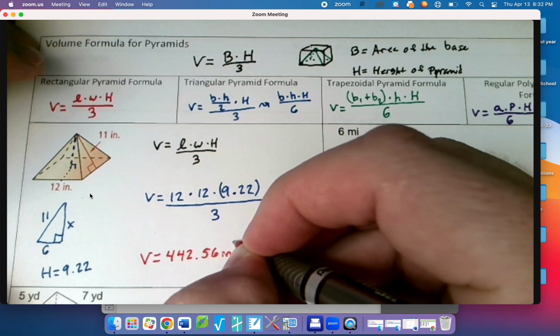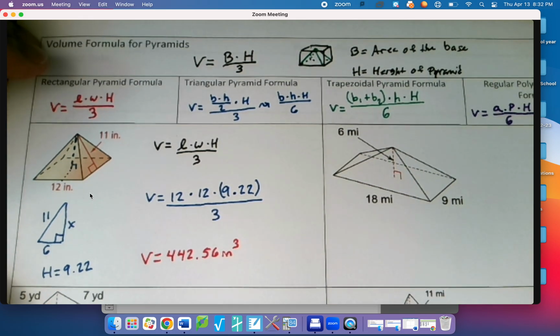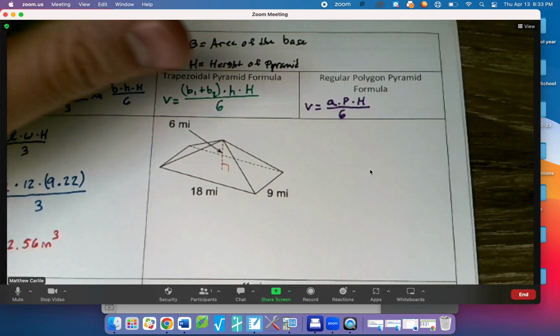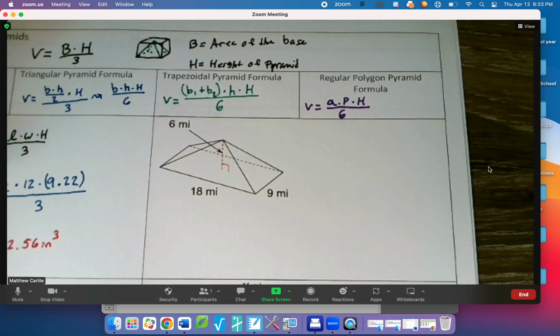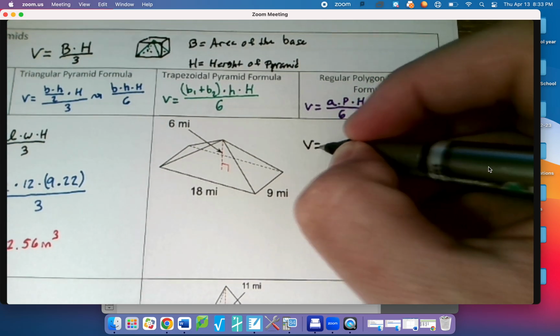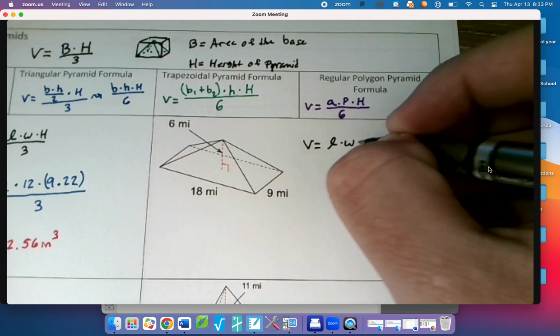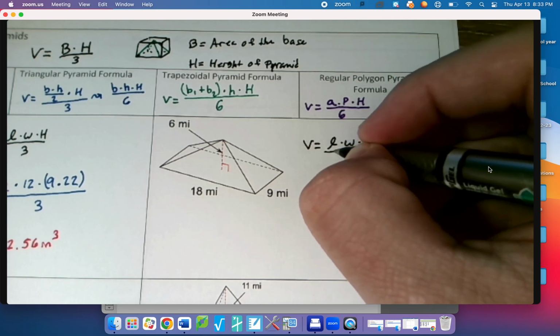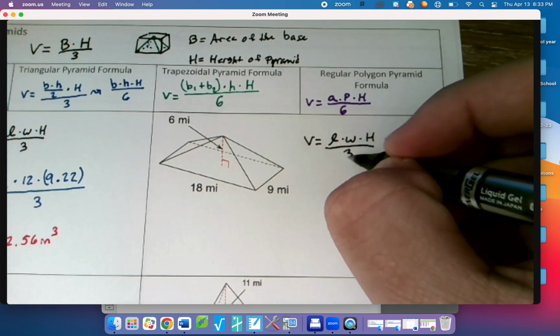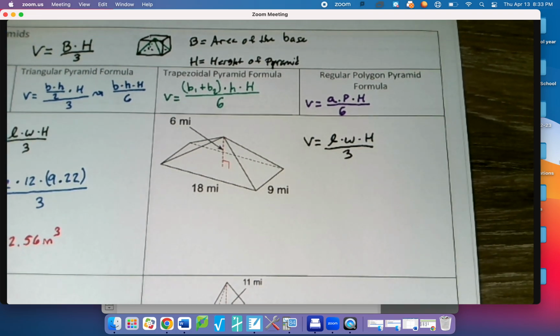442.56 inches cubed. All right, let's jump over to this rectangular pyramid. We're going to use length times width times big height. That finds the prism that this pyramid would create, but dividing it by 3 turns your prism into a pyramid.